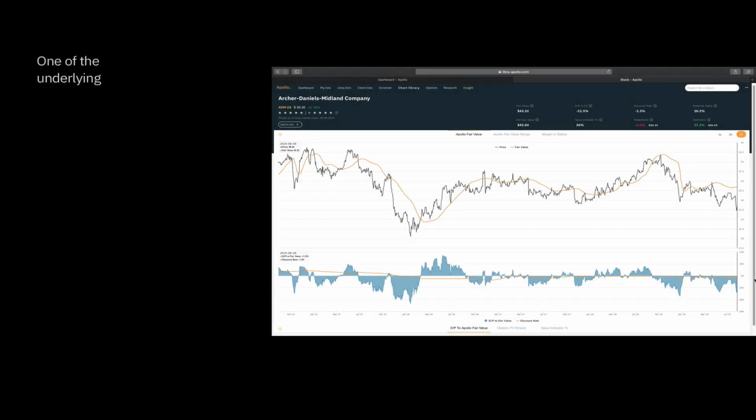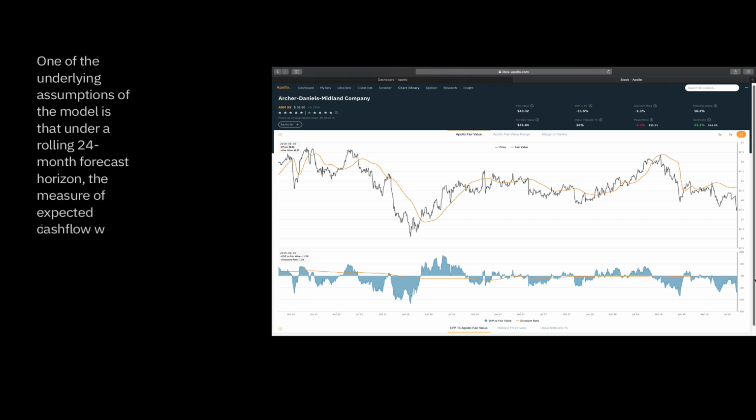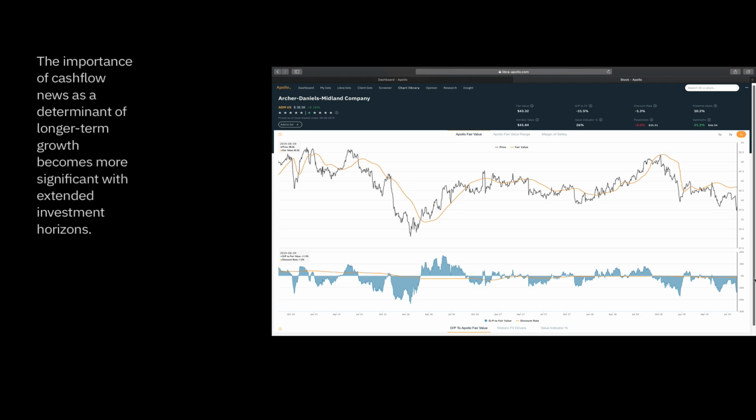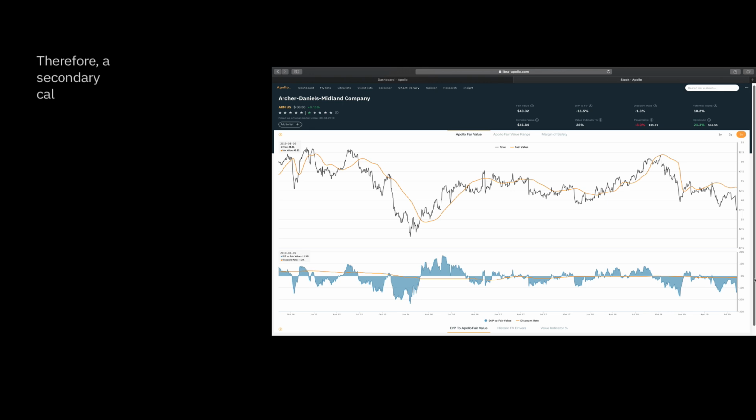One of the underlying assumptions of the model is that under a rolling 24-month forecast horizon, the measure of expected cash flow will reflect a long-term growth rate. The importance of cash flow news as a determinant of longer-term growth becomes more significant with extended investment horizons. Therefore, a secondary calculation is run.